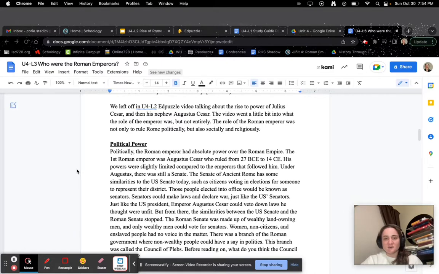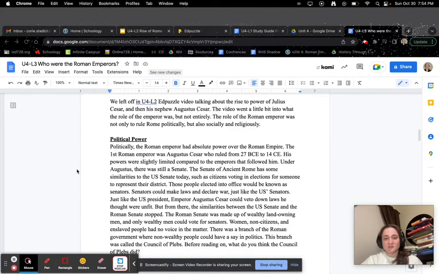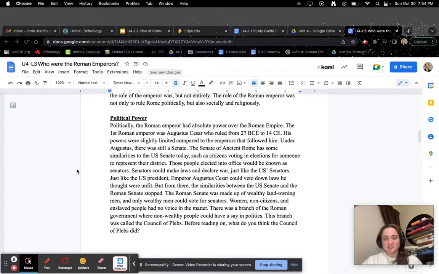The Roman Senate was made up of wealthy landowning men, and only wealthy men could vote for senators. Women, non-citizens, and enslaved people had no voice in the matter. There was a branch of the Roman government where non-wealthy people could have a say in politics. This branch was called the Council of Plebes. Before reading on, what do you think the Council of Plebes did?